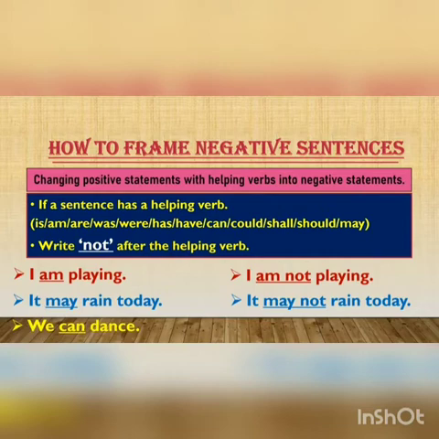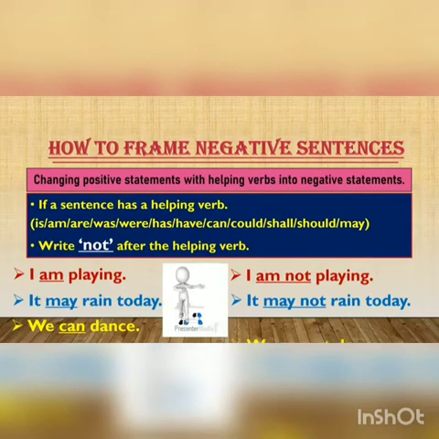Another one for you. We can dance. The helping verb here is can. Just add the word not after that and your sentence will become negative. We cannot dance.